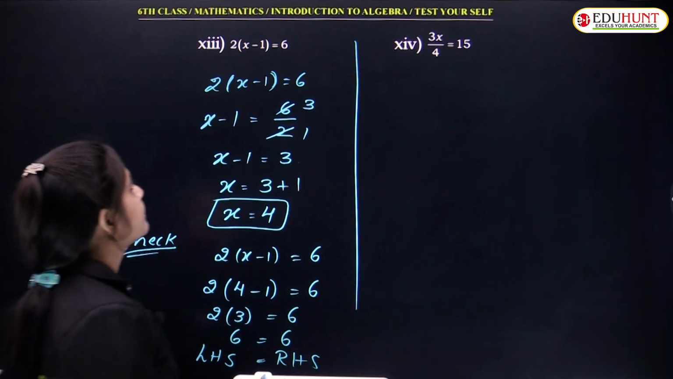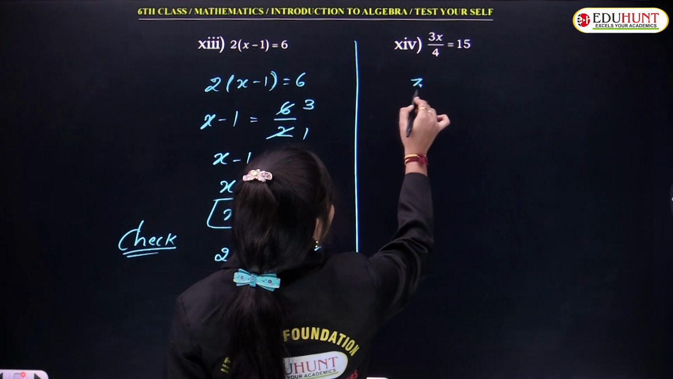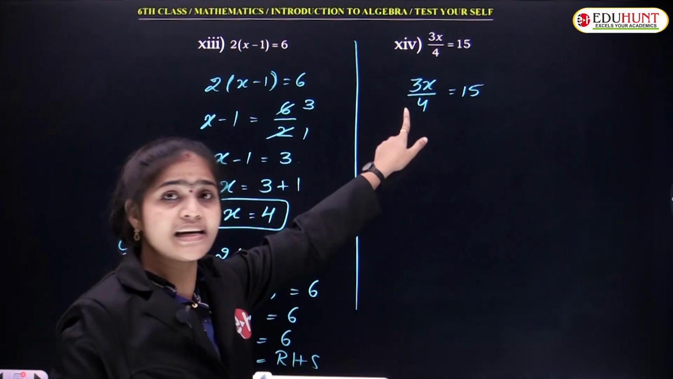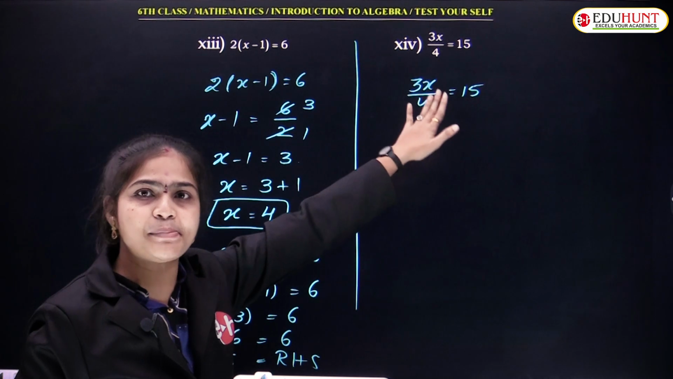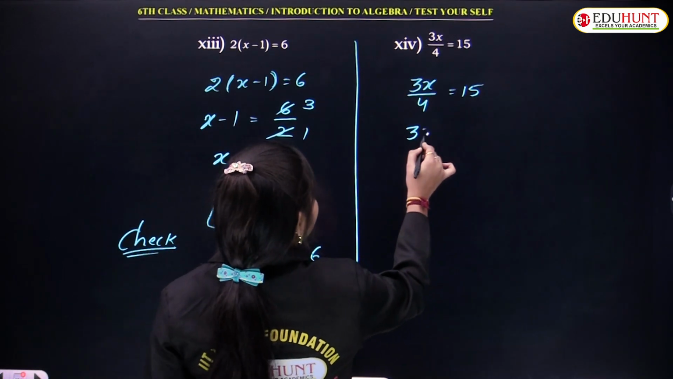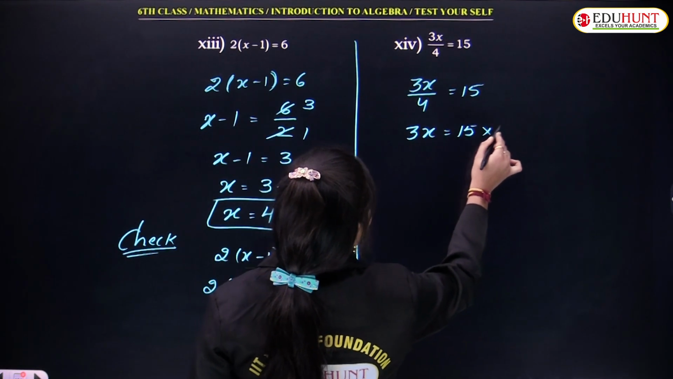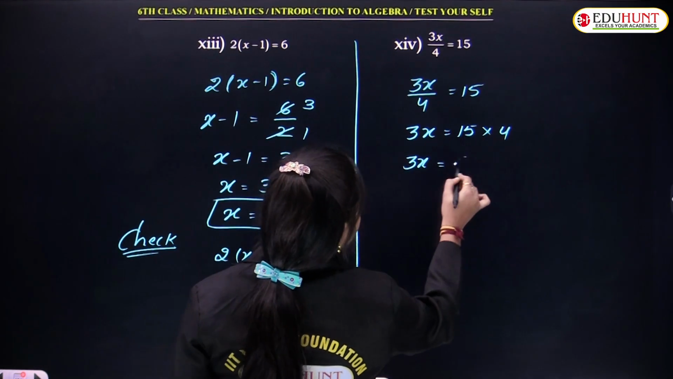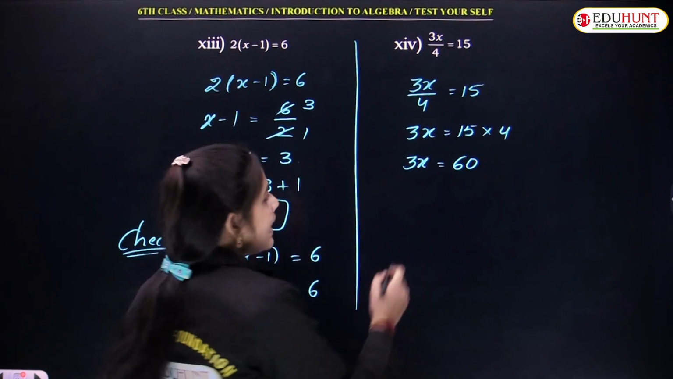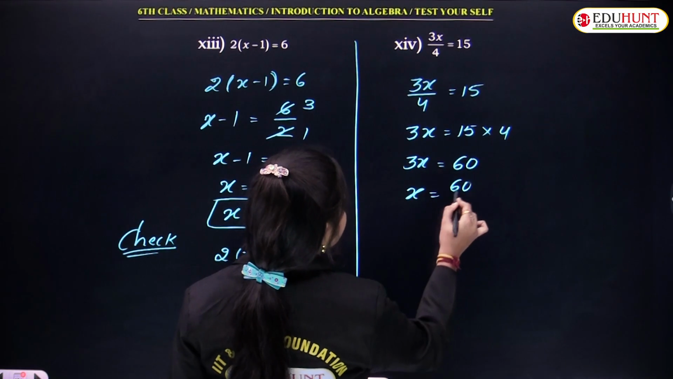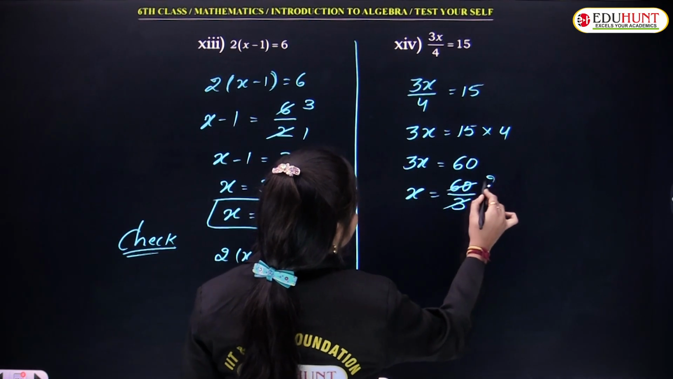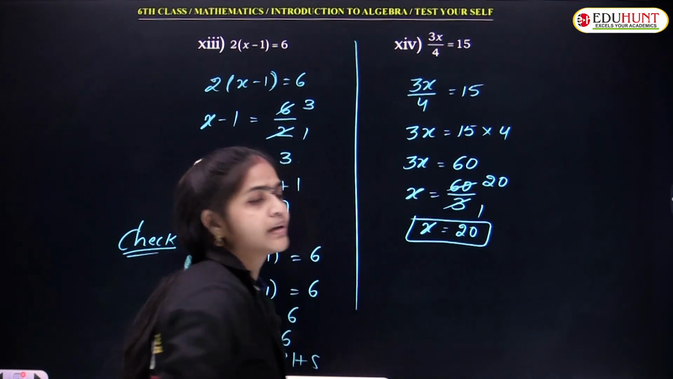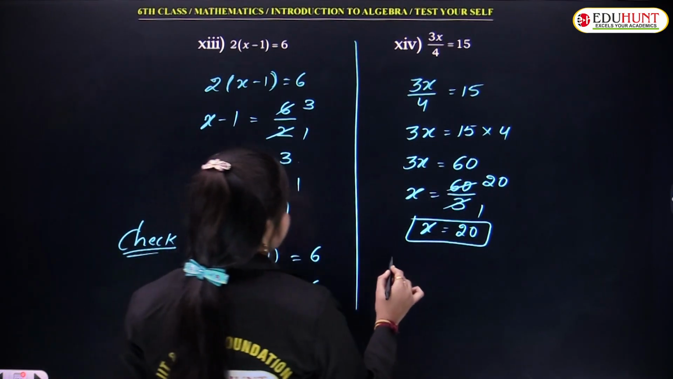Okay. Yes. And in the same way here also, 3x by 4 is equal to 15. And here division is there. So division becomes multiplication. See here, 3x is equal to 15 into 4. Now 3x is equal to 15 fours are 60. As per this, x is equal to 60 by 3. 3 ones are 3, 3 twenties are 60. x is equal to 20. Clear to you? Yes. Now we are doing the checking process.